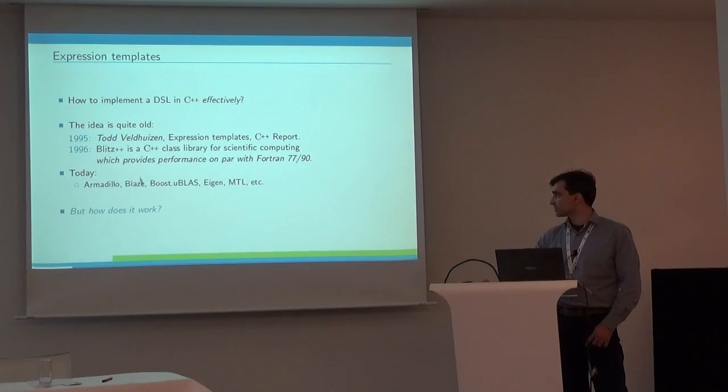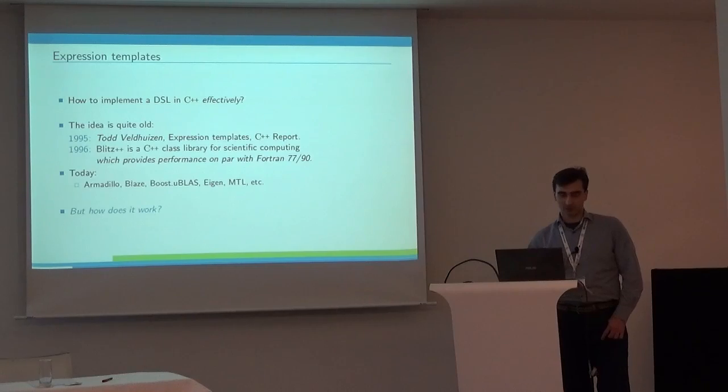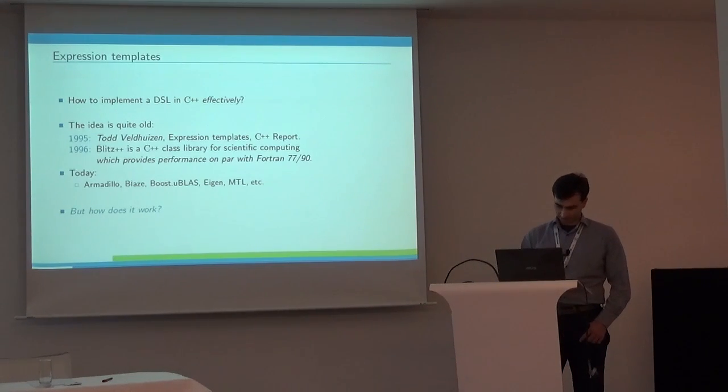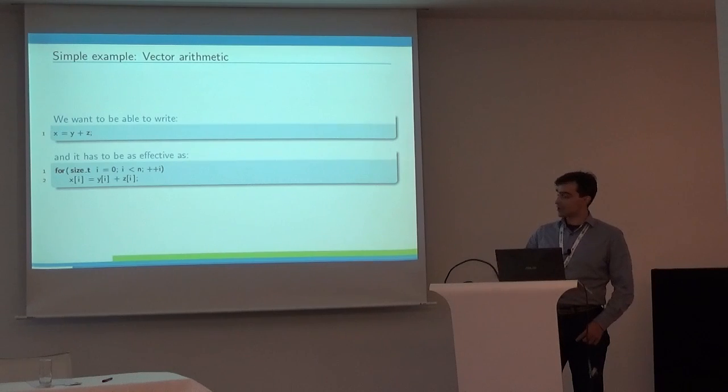For example, the Blaze library is in the popular track now. The author of the Blaze library is probably telling some of the same things, so maybe it's a good thing that we share the parallel track with him. But yeah, how does it really work? To give you an idea, here is a simple example. Imagine we want to do vector arithmetic, and for the time being, forget about GPUs. We just want to do it on the CPU.